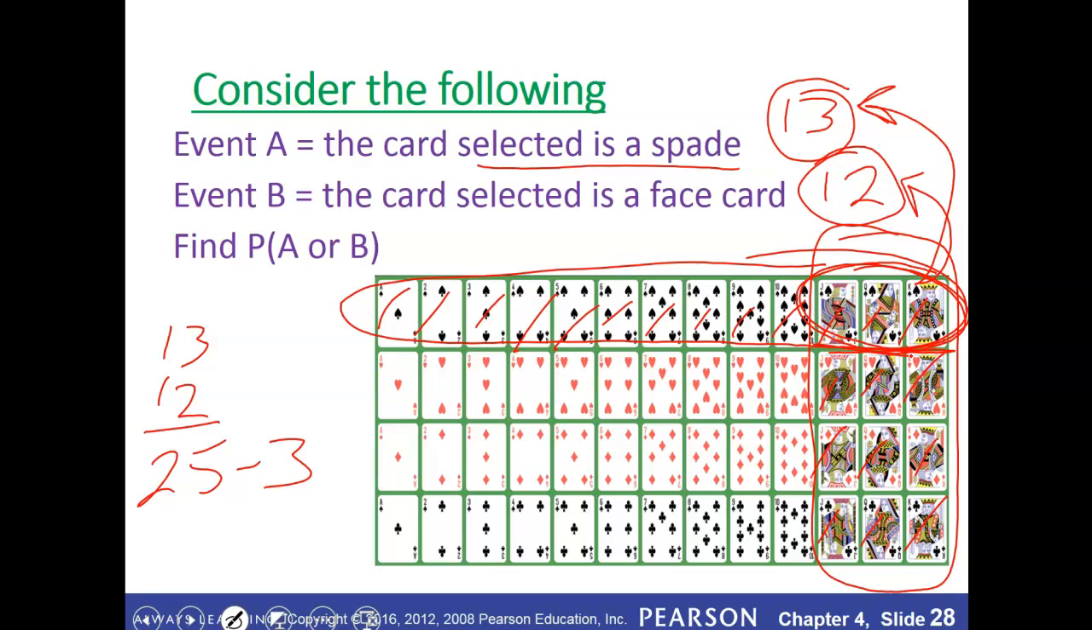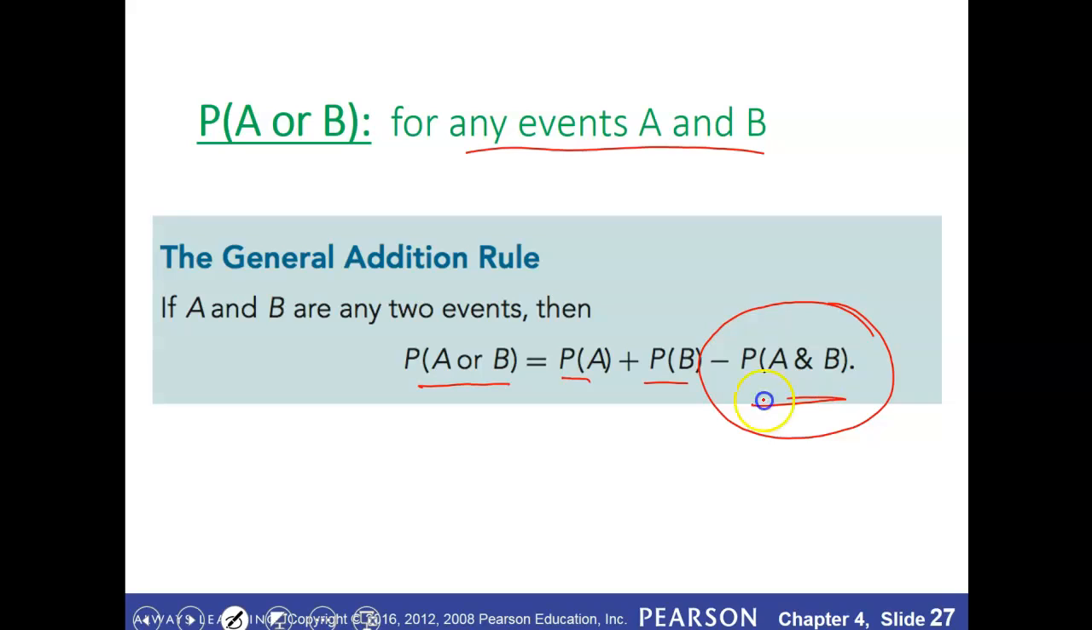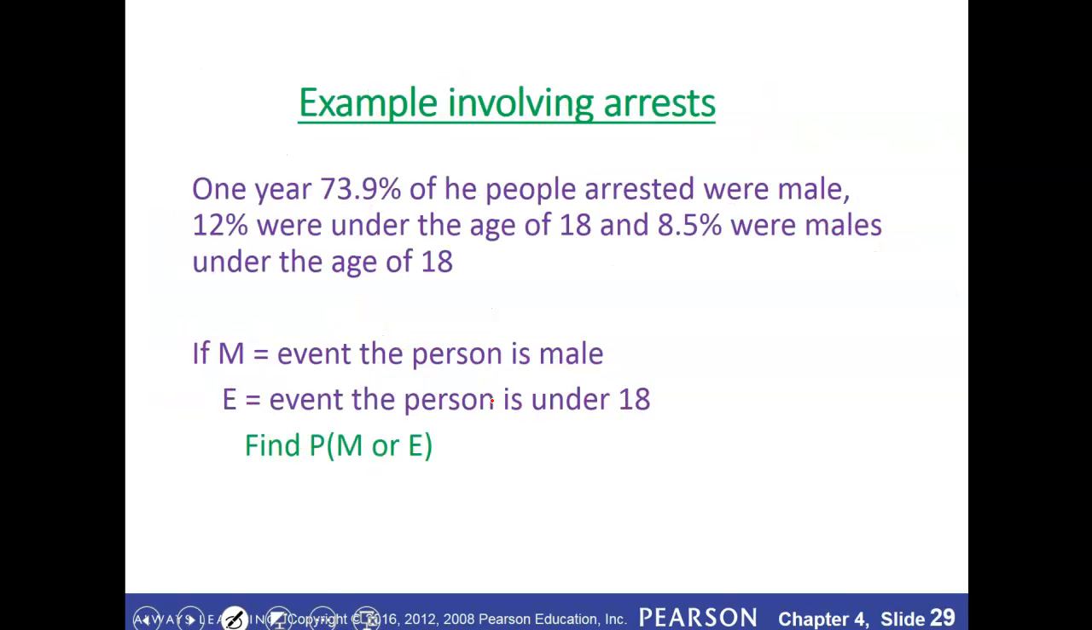And so I would take the probability of A, which is 13, plus the probability of B, which is 12, and I would subtract the probability of A and B, which is the intersection of those two things, which is 3 cards. And that would give me 22 cards out of the 52 total. And that's why we're subtracting the intersection of those two sets when we find the probability of A or B. We only have to do that when the events are not mutually exclusive. Mutually exclusive events, it wouldn't make sense anyway because there isn't an intersection with mutually exclusive events. So that's going to be an important rule for us to remember when we're finding the probability of A or B.